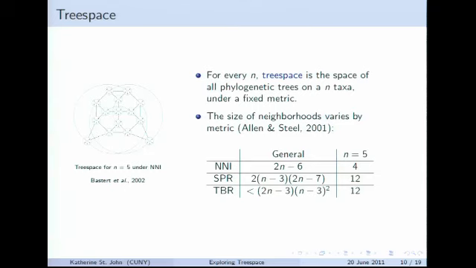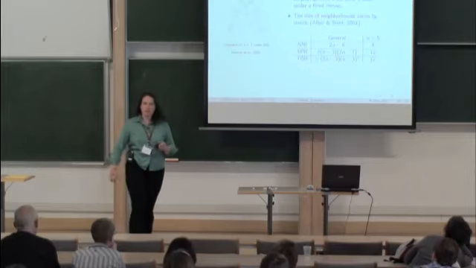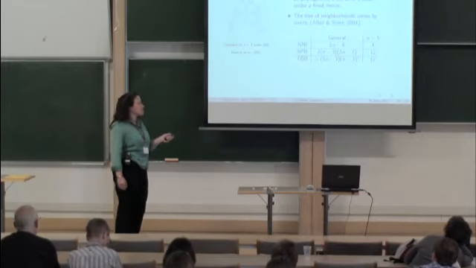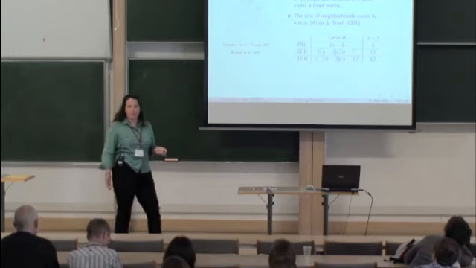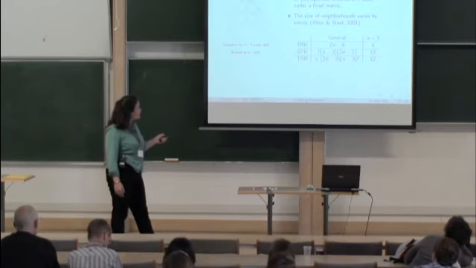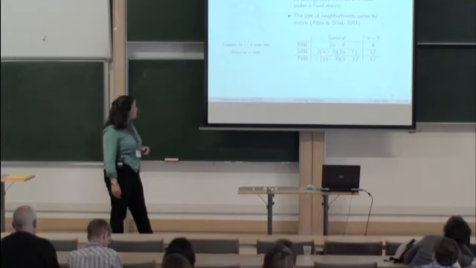There are only 4. For SPR, the number is 2 times (n minus 3) times (2n minus 7). So in this case, this tree has 12 neighbors. That's right, because there are only 2 that are excluded. It happens because the space is so small that the TBR neighborhood is the exact same size. As you get bigger, they split. And this is an upper bound on the TBR. The other 2 bounds are exact.